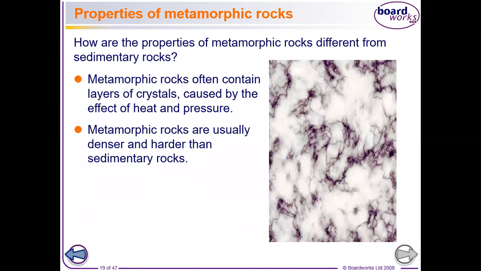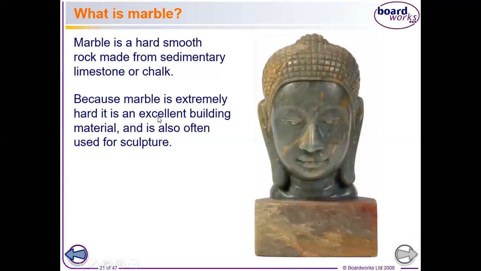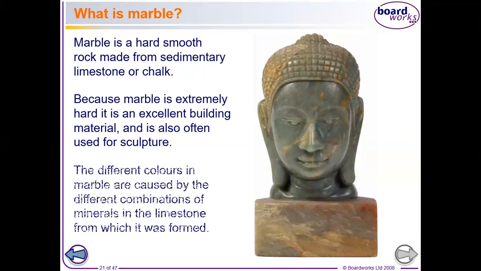Yes. So this is one of the examples of the metamorphic rock. We have marble, we have slate, and some of them called soapstone. So marble, of course, as I told you guys, is used to make extremely beautiful statues, but it's really hard to break. I mean, it takes really big strength.